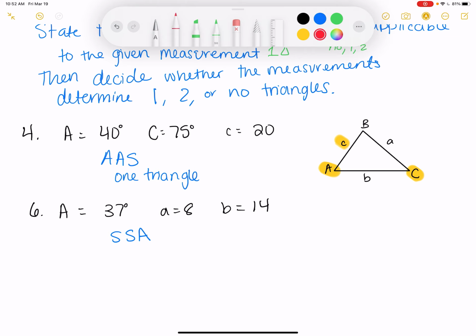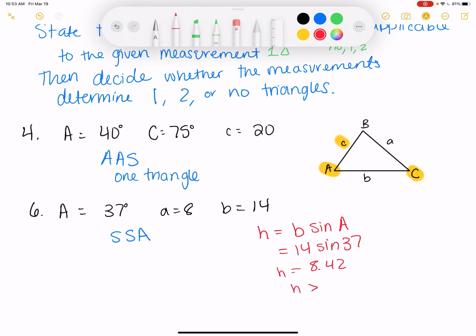Did she say a equals b? h equals b sine A. Okay, so 14 sine of 37 is what? Your calculator doesn't work unless it's in degree mode. How much? 8.42. Okay, 8.42. So that's equal to h.